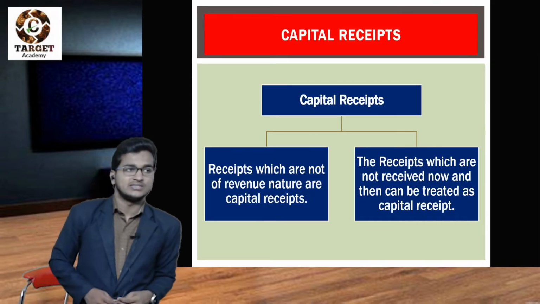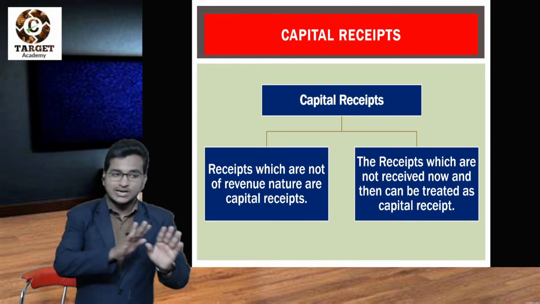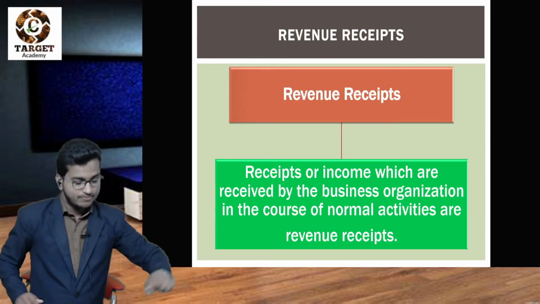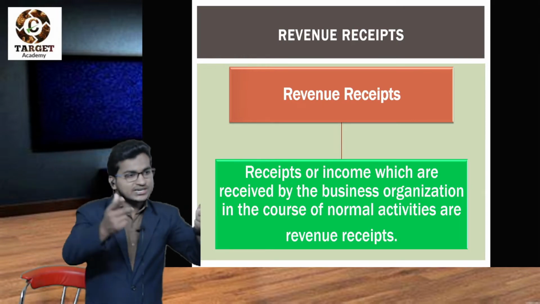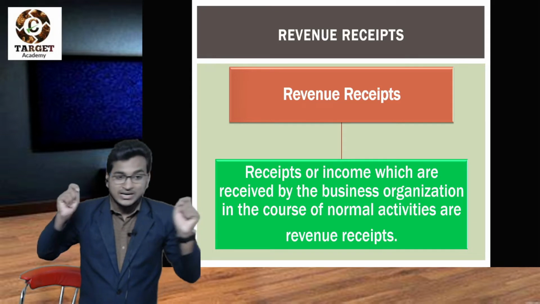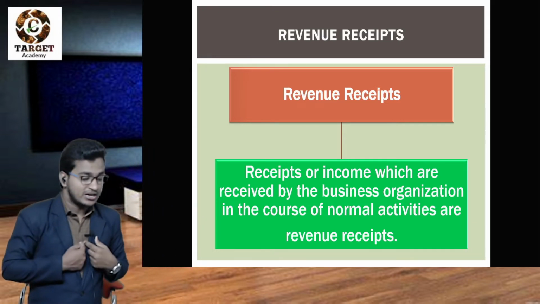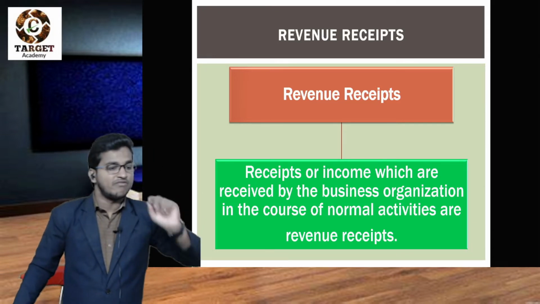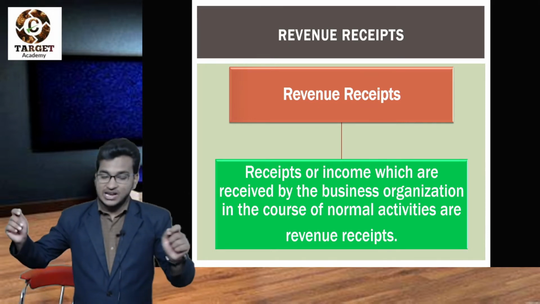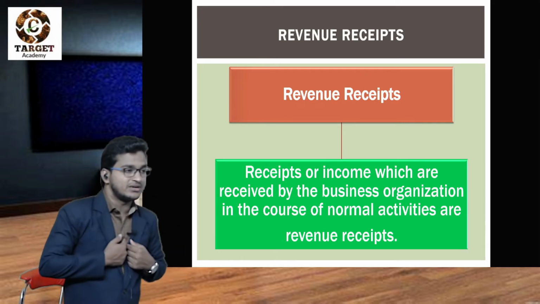Next one, capital receipts. Capital receipts is nothing but not revenue receipts. Best example, we are selling our asset and we are receiving money. That is not my normal activity. My normal activity is producing goods and selling of goods. But selling of building is not my normal activity.